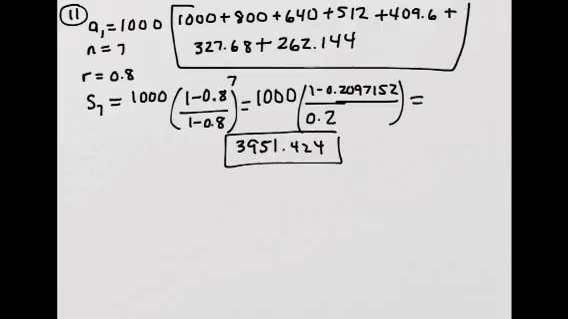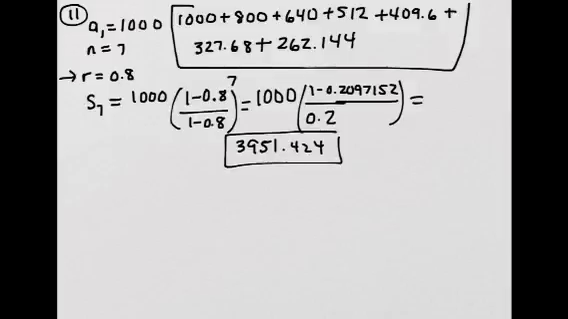Alright, so for number 11, they tell you you start with 1,000. It's 7 terms, and it says that each term successively decreases by 20%. So if it decreases by 20%, that means that you are multiplying by 80%. Okay, because you're subtracting 20, so you're keeping 80%. And 80% as a decimal is 0.8, and that's why the ratio here is 0.8.